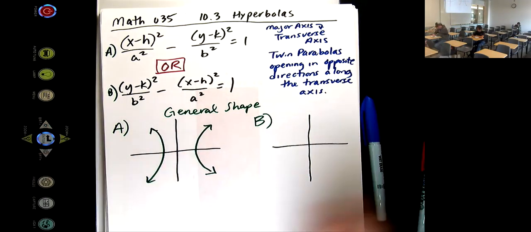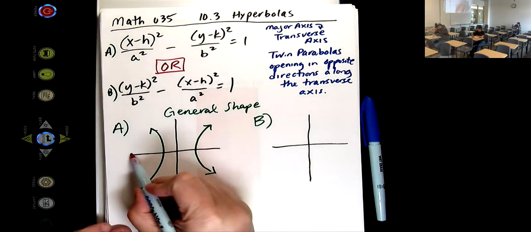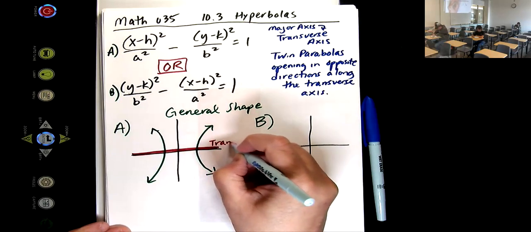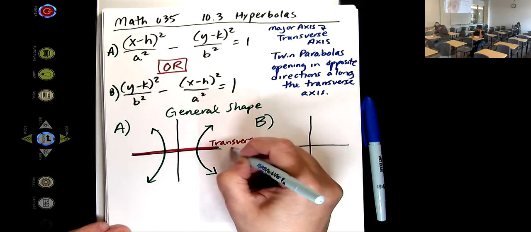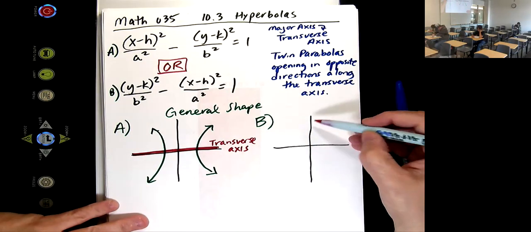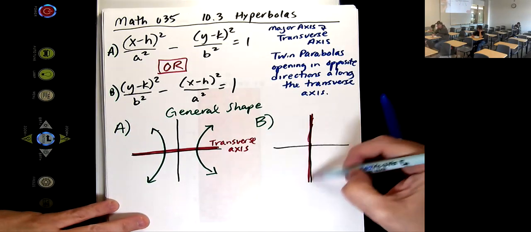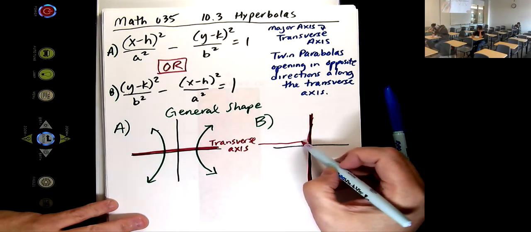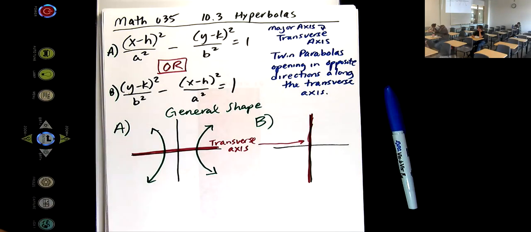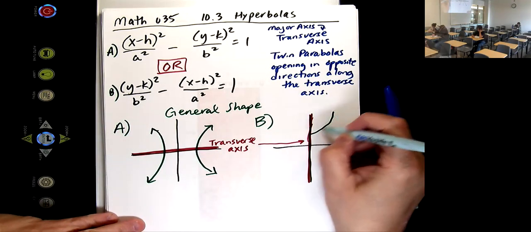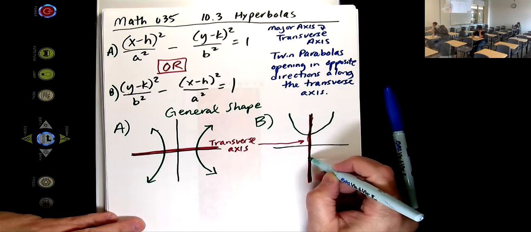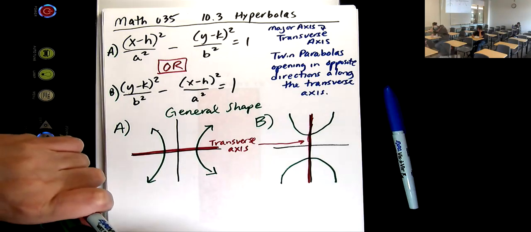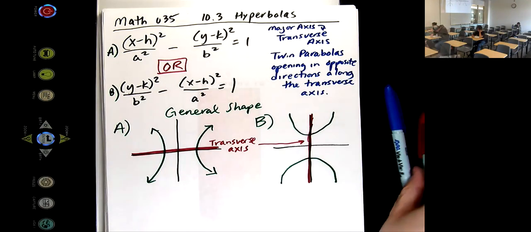So in this case, that's the transverse axis. For B, the transverse axis is up and down, and so our parabolas will open in that direction. They look like twin parabolas. They're not parabolas, but they look like it.